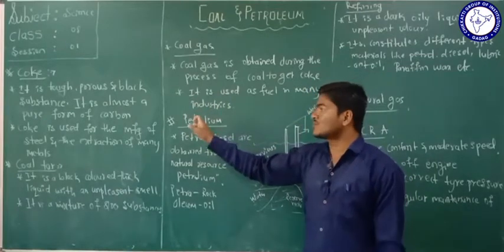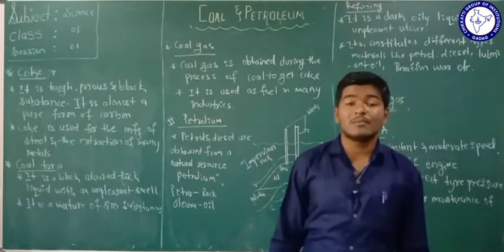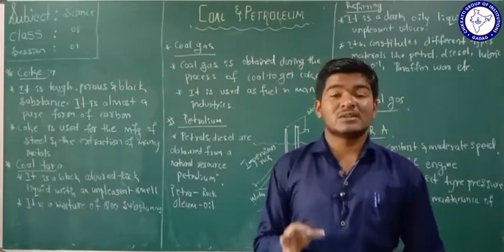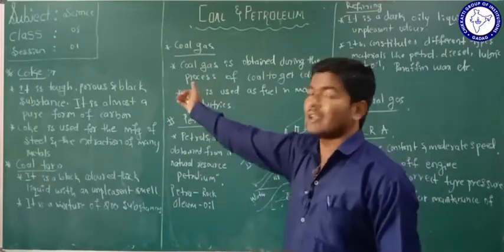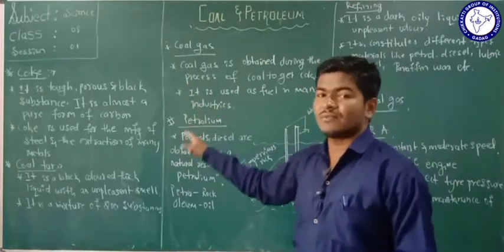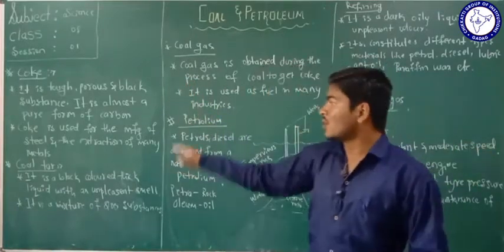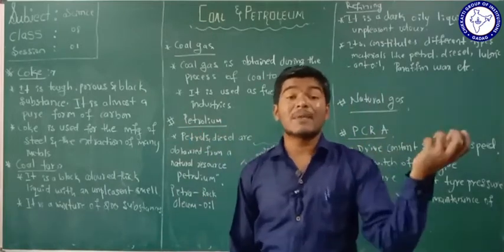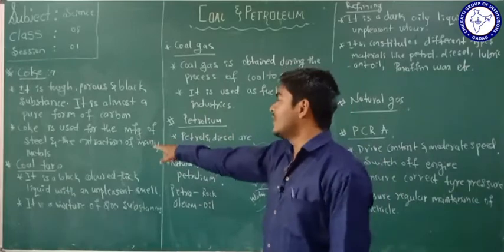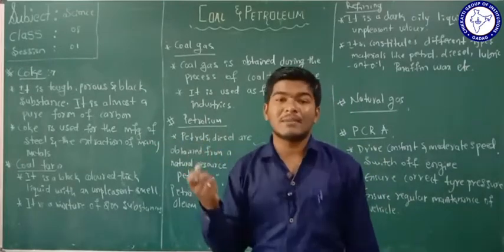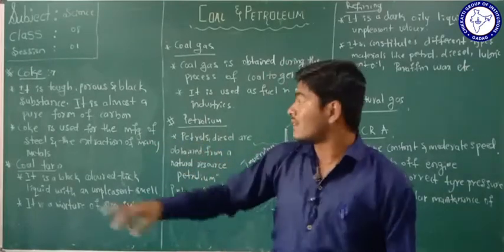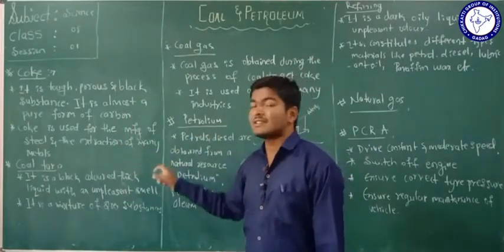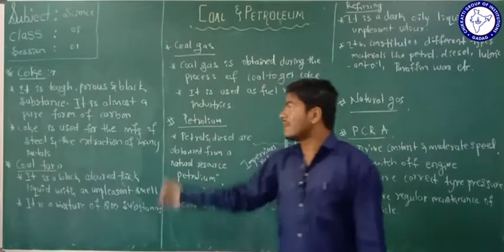It is almost a pure form of carbon. So you have to remember the coke is a very pure form of carbon. A greater amount of carbon is present in coke. What is the use of the coke here? Coke is used for the manufacture of steel, and also it is used in the extraction of many metals. So these are the uses of the coke.